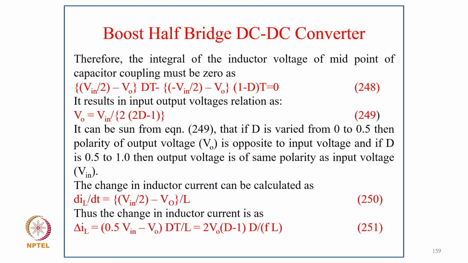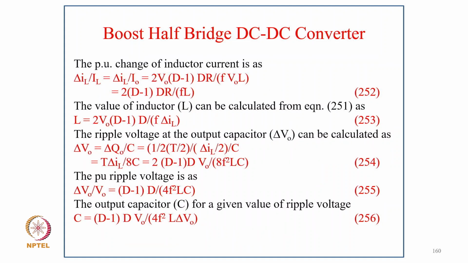So the change in inductor current can be calculated as delta IL upon dt equal to (Vin by 2 minus Vo) divided by L, and thus the change in inductor current is delta IL equal to (0.5 Vin minus Vo) into dt upon L, that is equal to 2 Vo (D minus 1) into D by FL. The per unit change in the inductor current is delta IL upon IL equal to delta IL upon I0, that is 2 VO (D minus 1) D upon F VO L, equal to (2D minus 1) D upon FL.